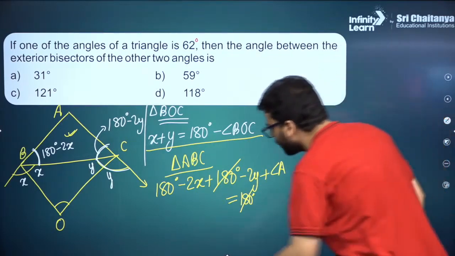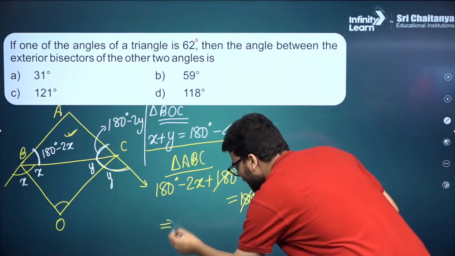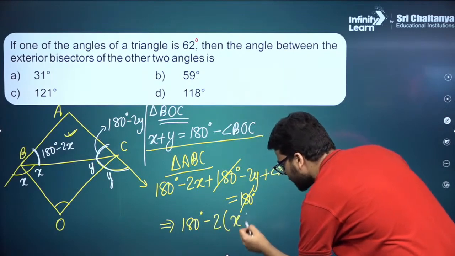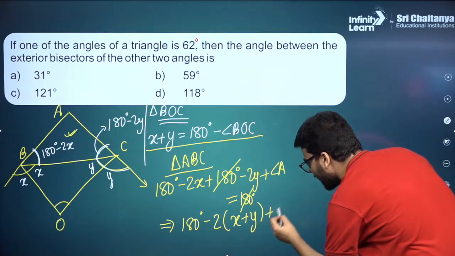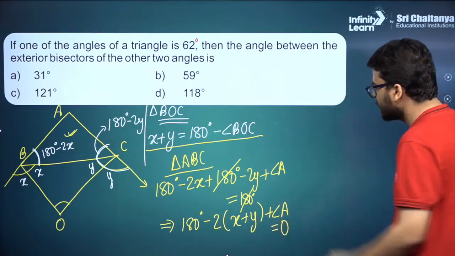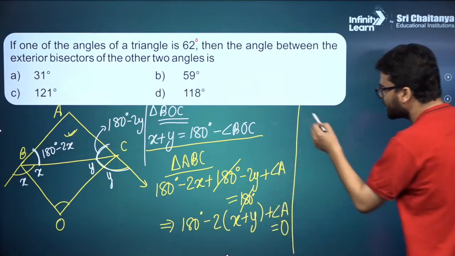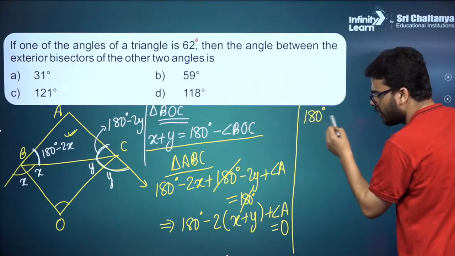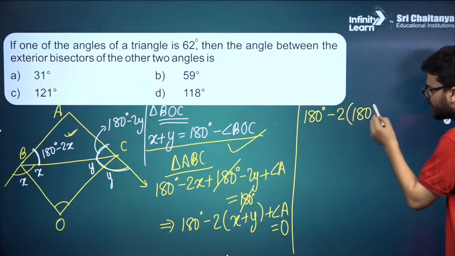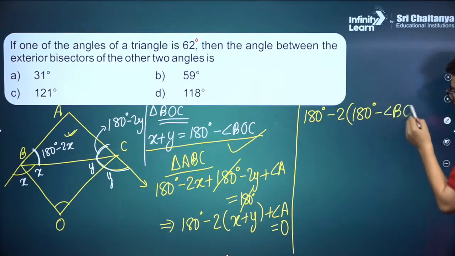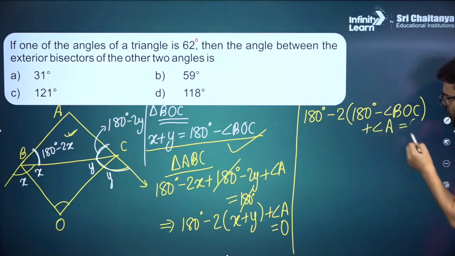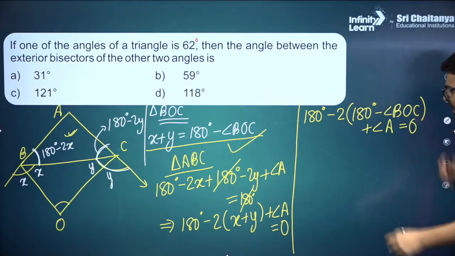So let's further simplify it, guys. Can I say this is 180 minus 2, I can take as common, x plus y, plus angle A, and that is equal to 0 over here, correct? This can be written like this. Now let's do it further, guys. This is nothing but 180 minus 2 into, in place of x plus y, can I write 180 minus angle BOC? I can write 180 minus 2 into (180 minus angle BOC) plus angle A, that is equal to 0. Can I do something like this? Now let's open up this bracket.